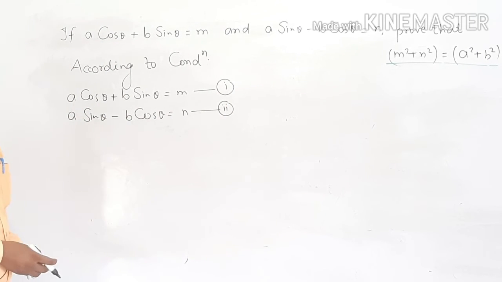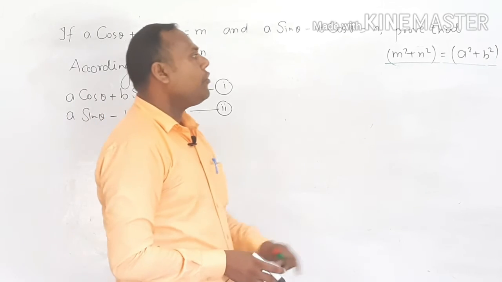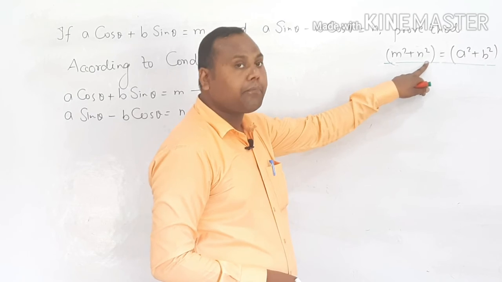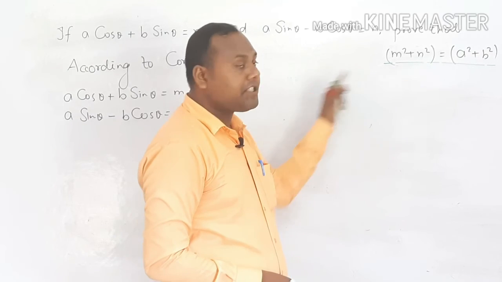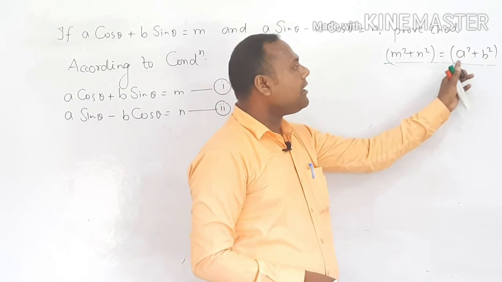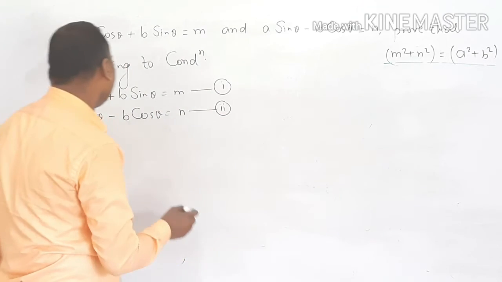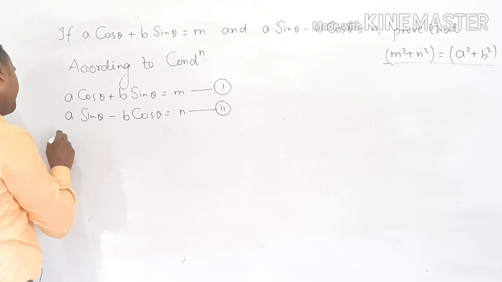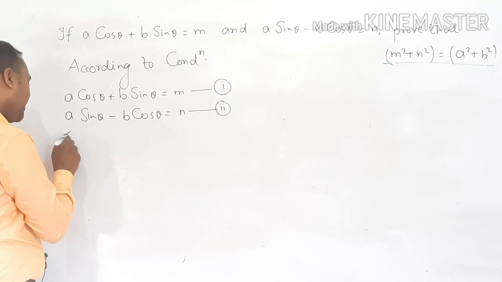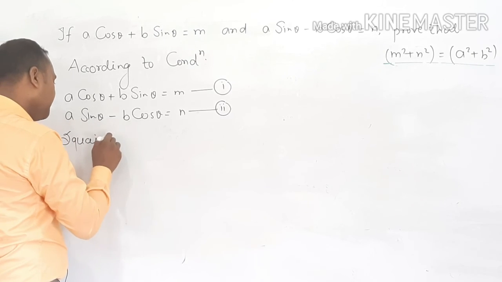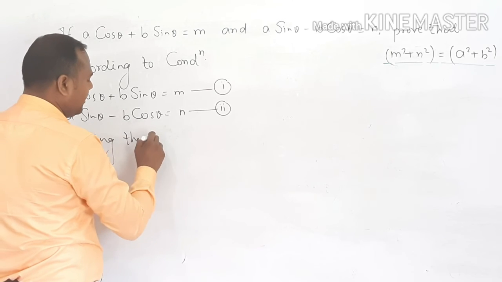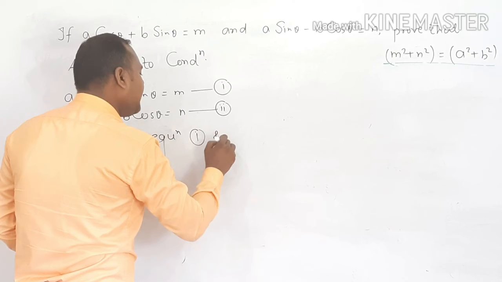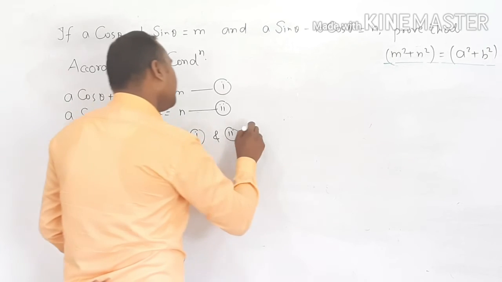According to the condition, we have to change into the m square plus n square format in the LHS part, and the RHS in the a square plus b square. That's why we have to square both the equations, squaring equations 1 and 2 throughout.